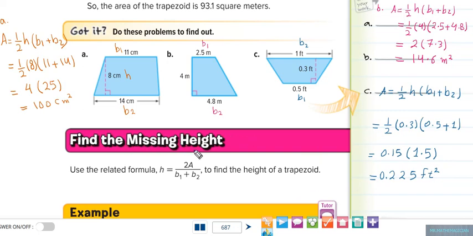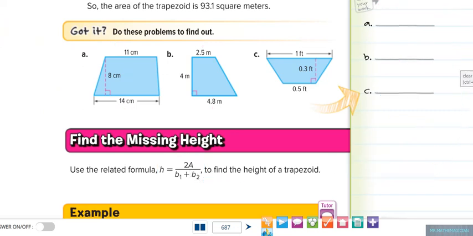Now, how can we find the missing height? Use this rule to find the missing height. 2 times area, 2 area. This over sign means divide. Divide by what? Divide by the sum of bases. So we multiply the 2 by the area. And before we divide, we add the 2 bases. After we add the 2 bases, then we can divide. Let's see how.